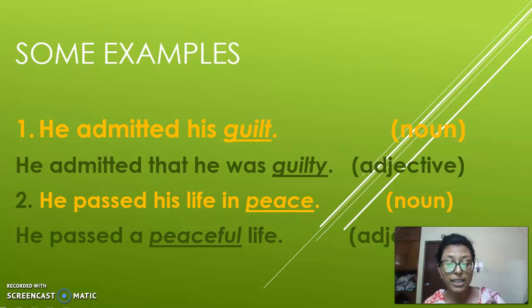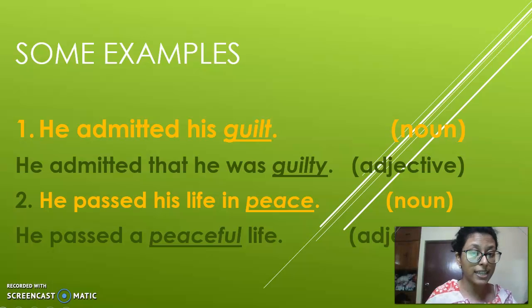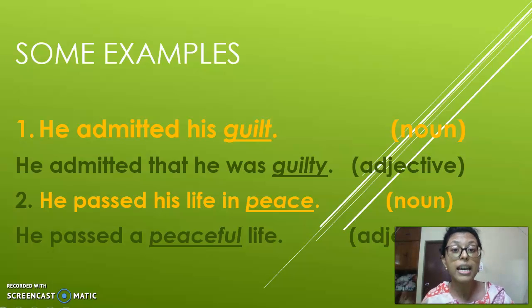Keeping the meaning of the sentence the same, how can we transform the word guilt into an adjective? That is our job here. I repeat, keeping the meaning of the sentence the same. When we do this transformation of sentences, we have to do everything keeping the meaning of the sentence the same.